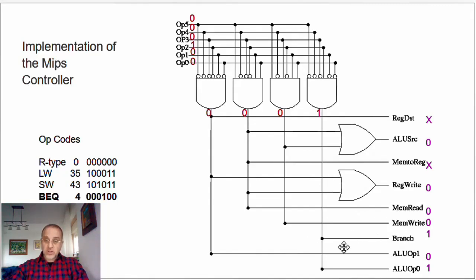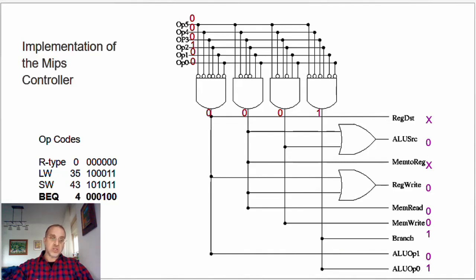And that also affects the ALU operation 0, which will be a 1, which is what we wanted. And ALU operation 1 will be a 0 because it's from the first gate. So we see that using these logic gates, we have gotten the exact results that we needed based on the opcode. The controller has produced the results we wanted.